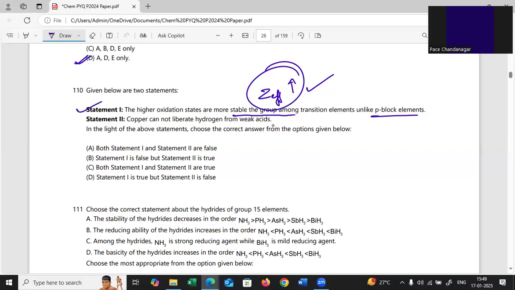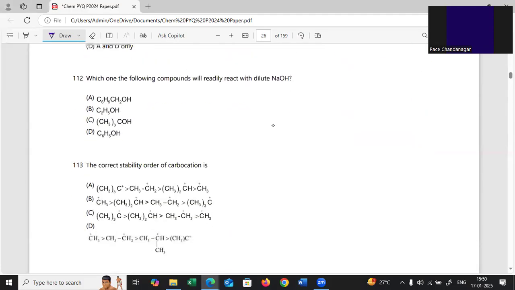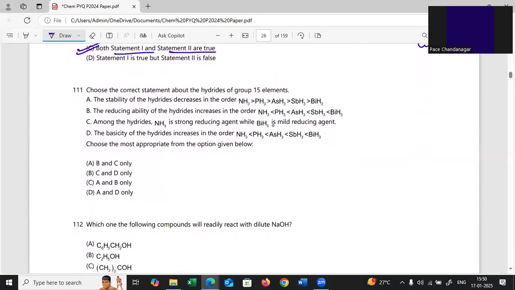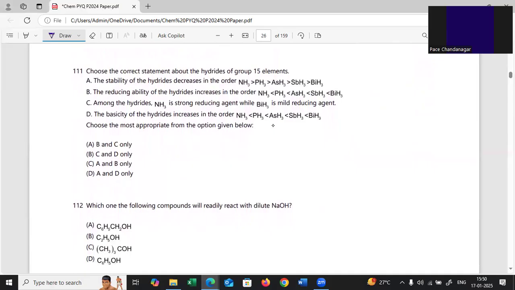Statement 2, copper cannot liberate hydrogen from weak acids. Yes, it is also right, because copper comes below hydrogen, doesn't it? So it cannot liberate hydrogen from weak acids, definitely. So in 110, statements 1 and 2 both are true, correct? Yes. Next, moving on, choose the correct statement about the hydrides of the group of these elements.